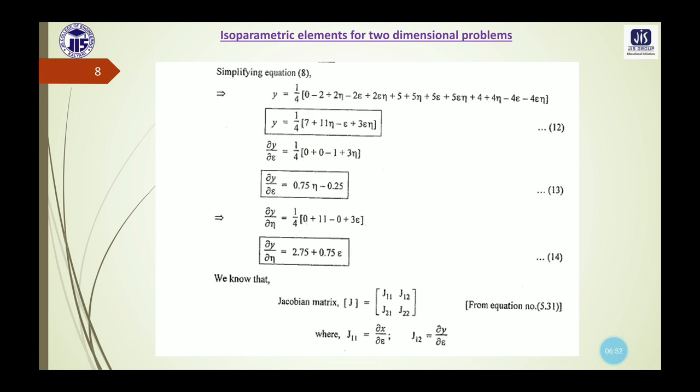Now we need to find the Jacobian matrix for this given quadrilateral element. So that means we need to write the formula of the Jacobian matrix, that is J matrix. This is J11, J12, J21, J22, this 2 by 2 matrix.